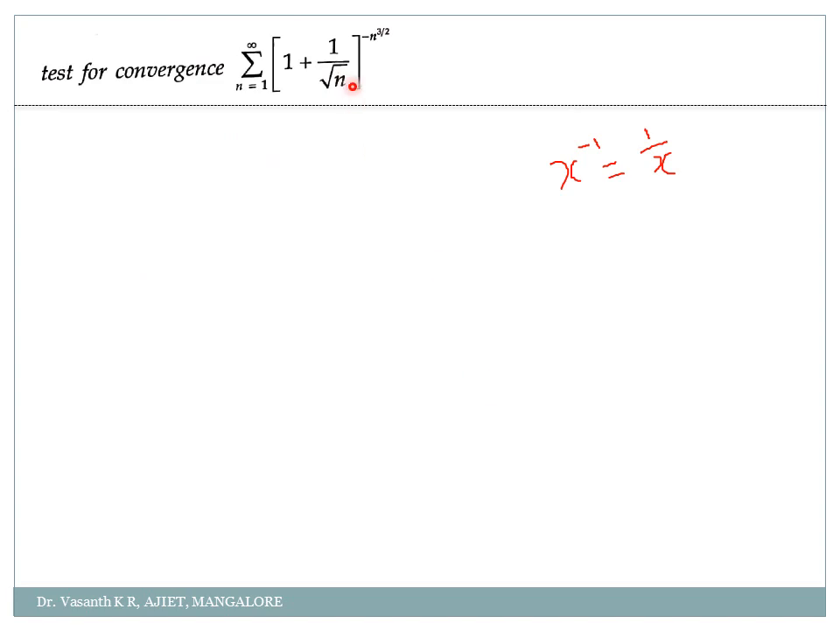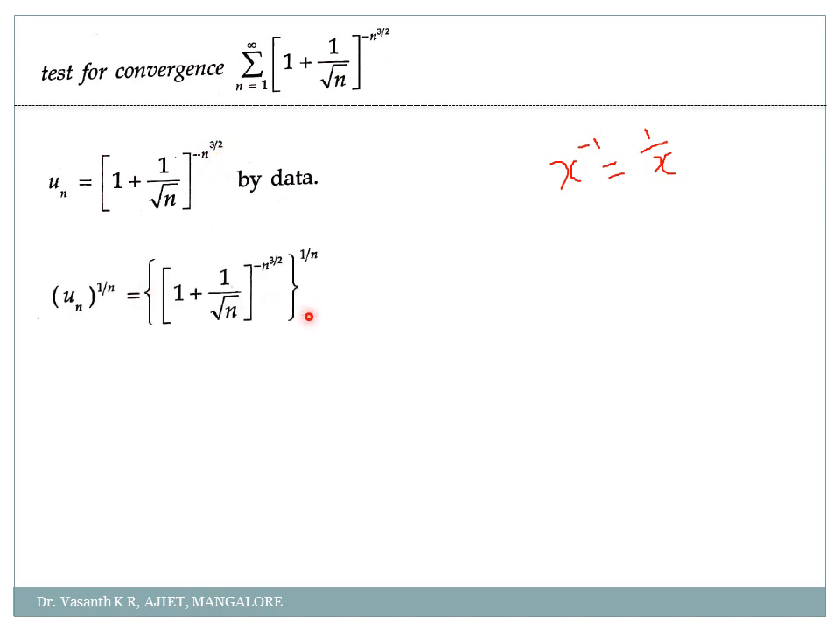One more. Summation n equal to 1 to infinity, (1 plus 1 by root n) to the power minus n to the power 3 by 2. First, what is u_n? You write down. u_n is (1 plus 1 by root n) to the power minus n to the power 3 by 2. Next, raise it to the power 1 by n. Okay, I have raised it to the power 1 by n.